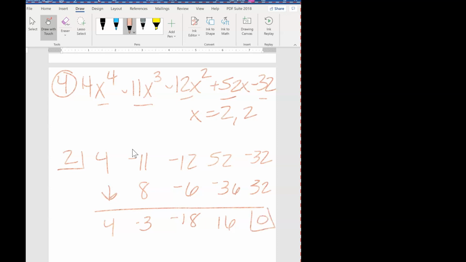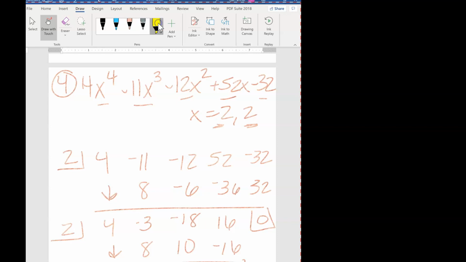All right, so I've done one of the 2's. Now let's do the other 2. So I'm going to put my little other 2 here. Draw your line. Drop your 4 down. 2 times 4 is 8. 8 plus negative 3 is 5. 2 times 5 is 10. 10 plus negative 18 is negative 8. Negative 8 times 2 is negative 16. And these cancel out in the end, which is what we wanted.